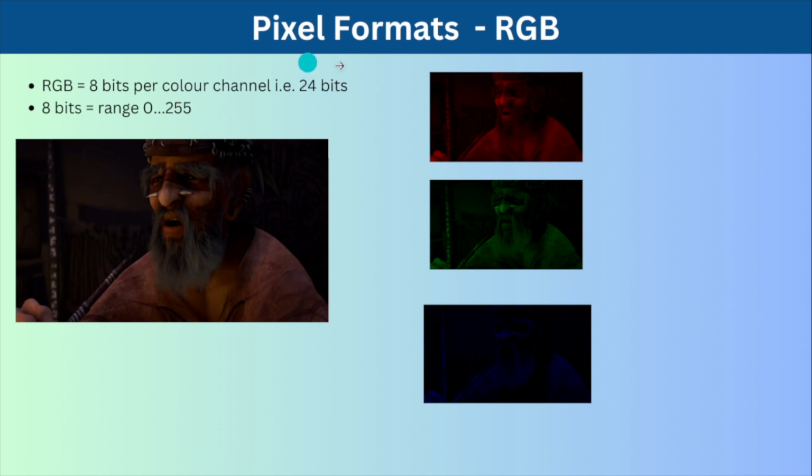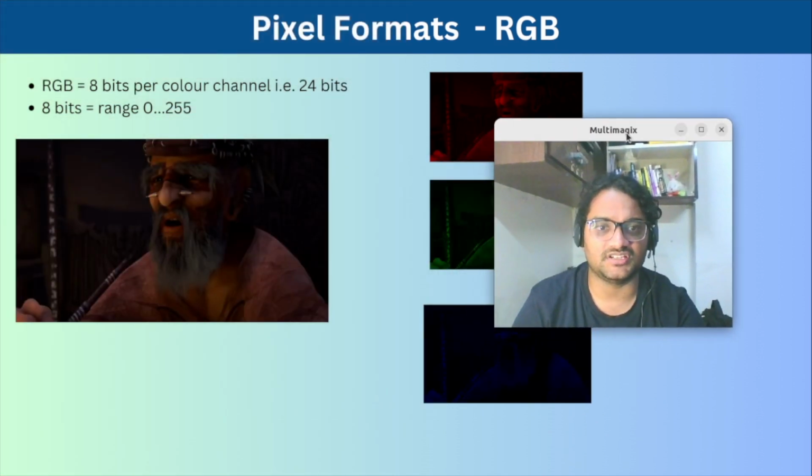That is a total of 24 bits. A pixel format is represented this way, and each specific color channel is 8 bits, ranging from 0 to 255. So if R is some 128, it takes 8 bits, G takes 8 bits, B takes 8 bits. A total of 24 bits are used to represent an RGB frame.